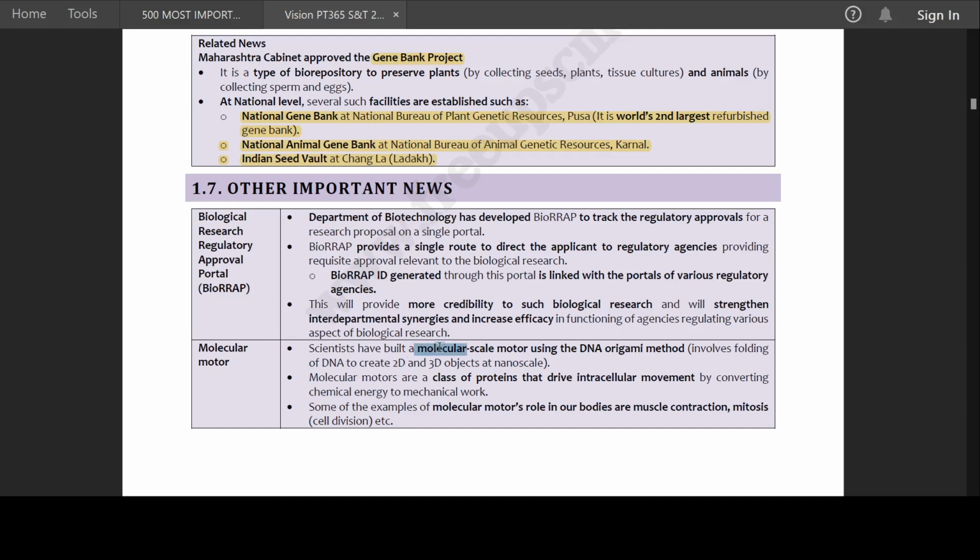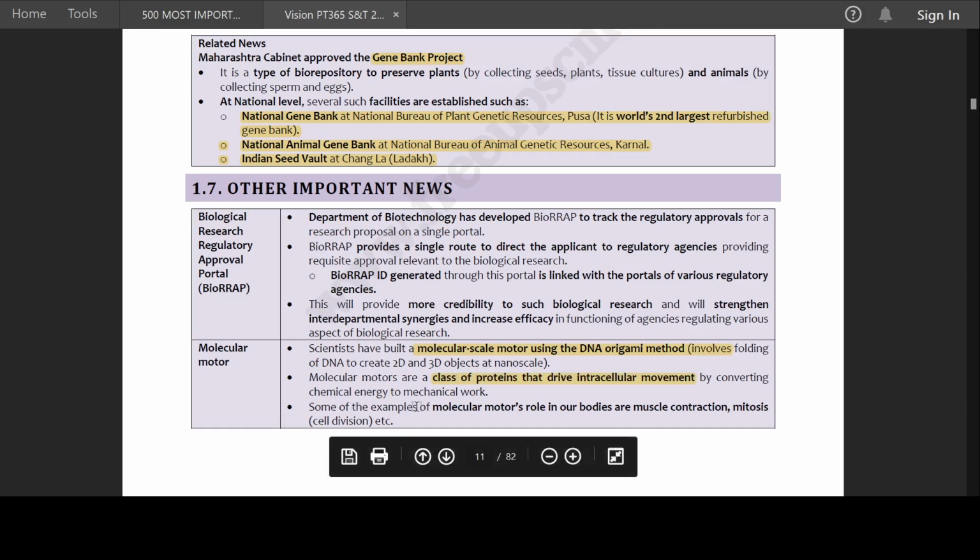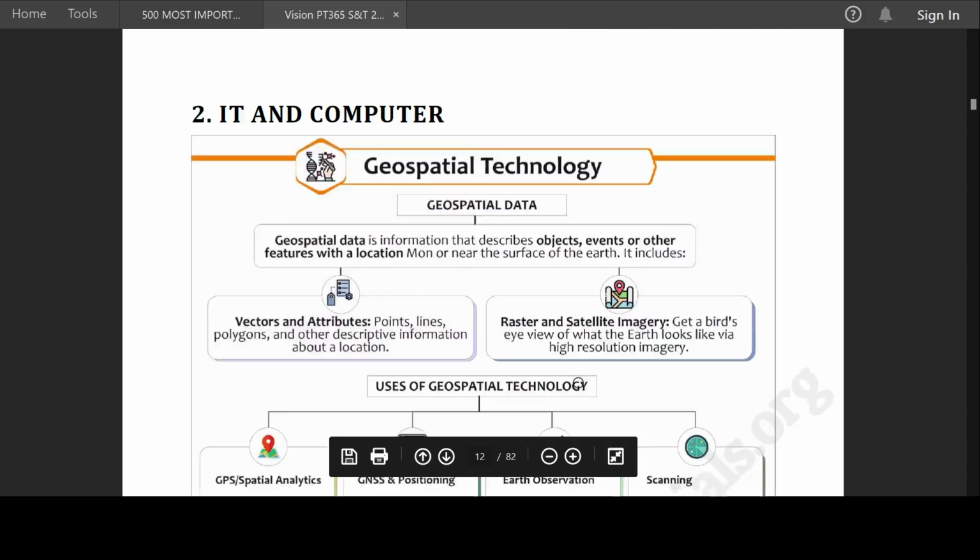Molecular scale motor using the DNA origami method, involving folding of DNA to create 2D, 3D objects at nanoscale. Molecular motors are a class of proteins that drive intracellular movements. So, molecular motors are proteins that drive the intracellular movement by converting chemical energy into mechanical energy. Some examples of molecular motors' role in our bodies are muscle contraction, mitosis, etc.